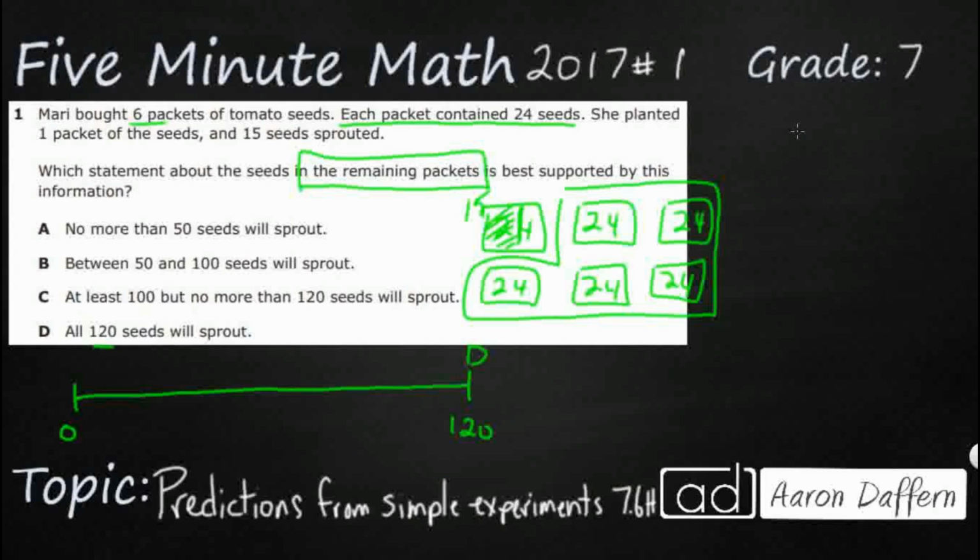So I'm going to say 60 is in about the middle, so 50 is going to be right around here. So no more than 50, this is what A is asking for, is anywhere between 0 and 50. We've got about 50 and 100, it's going to be my B. And then we've got C, which is between 100 and 120, and then D is all 120. So it's kind of interesting. We just need to find the number and see where it lands on this number line.